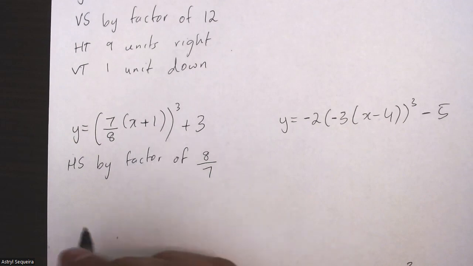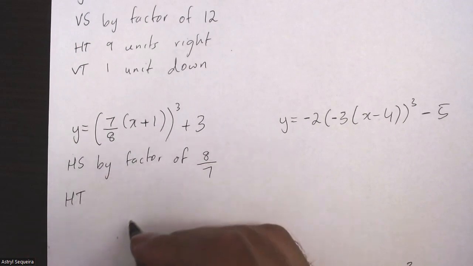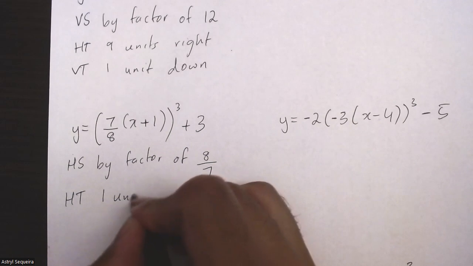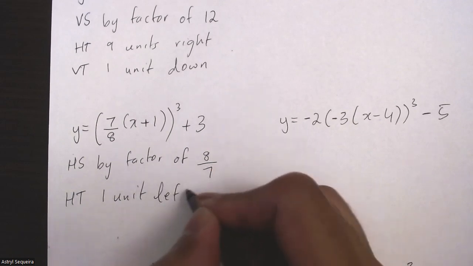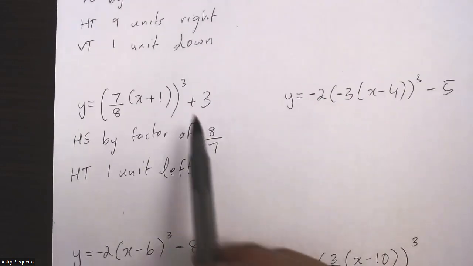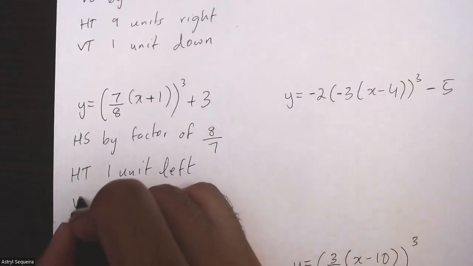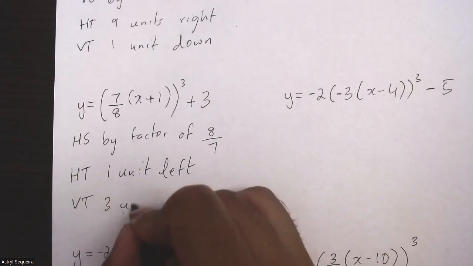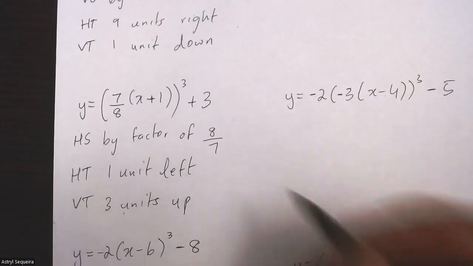And we have the plus 1 here, which is a horizontal translation. 1 unit left, because plus means left and minus means right. Then I have the plus 3 over here, which just means it's a vertical translation. 3 units up.